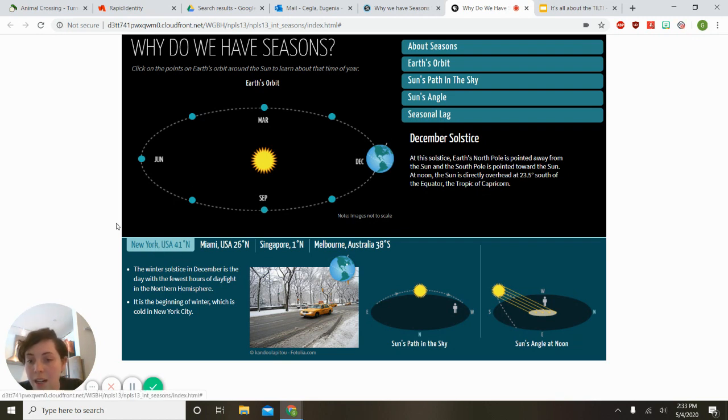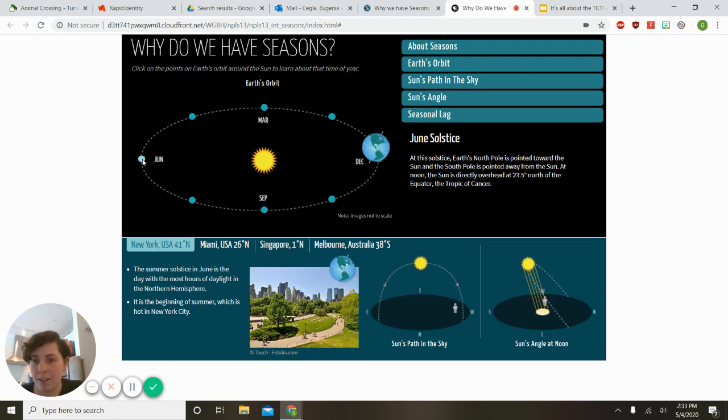So we are closest in latitude to New York down here. But we also have a couple other choices to take a look at. So New York and Miami are both in the northern hemisphere. Singapore is very close to the equator, and then Australia, again, represents the southern hemisphere, for you to take a look at those different seasons and what season they would be in at each point around the sun.